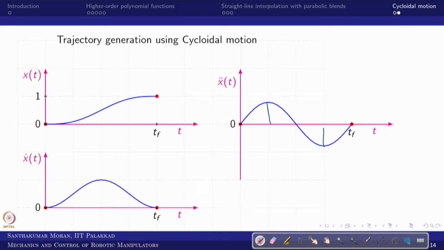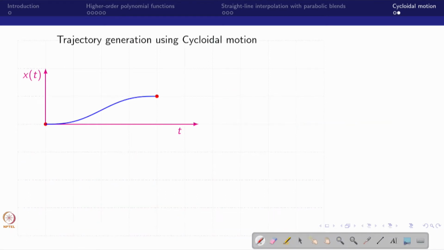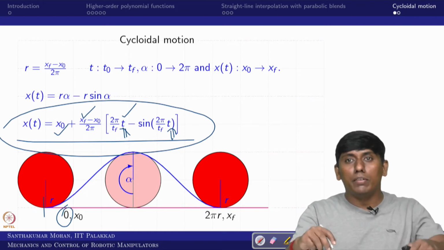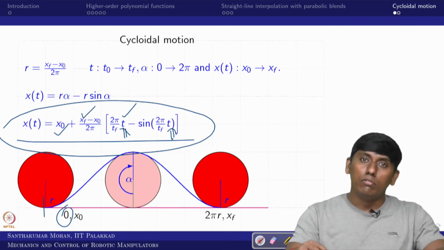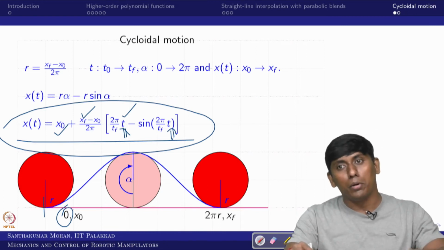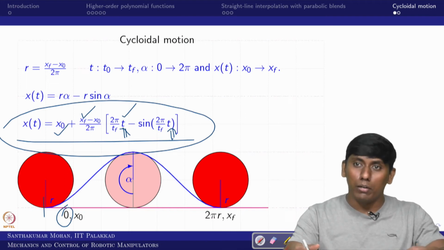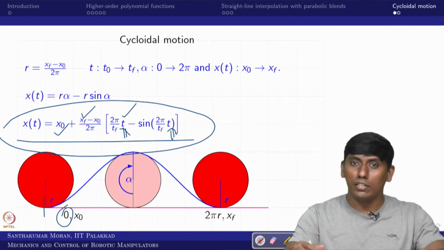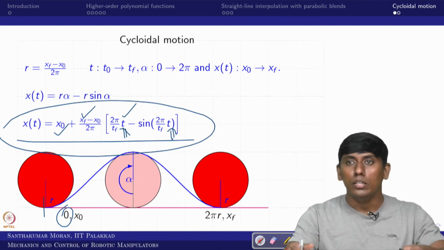Now you can see this is very similar to a higher order polynomial with 0 initial acceleration and 0 final acceleration. For the cycloidal we assume that, and then we derived this equation. That is the whole idea, but this equation is the important one. What we have seen is how we can use higher order polynomial or straight line interpolation with parabolic blend, or cycloidal motion, as the trajectory. So we have seen a few trajectory generation schemes, from cubic polynomial to cycloidal motion.